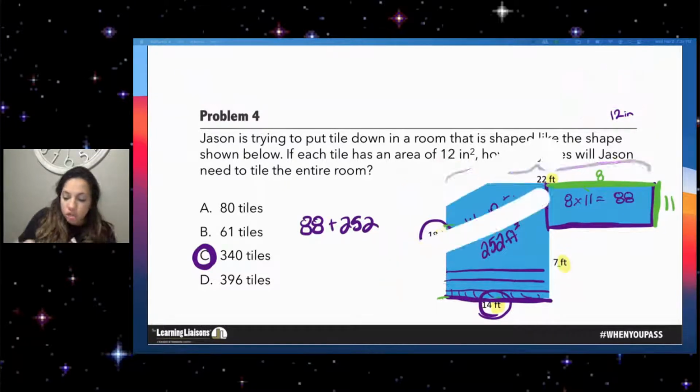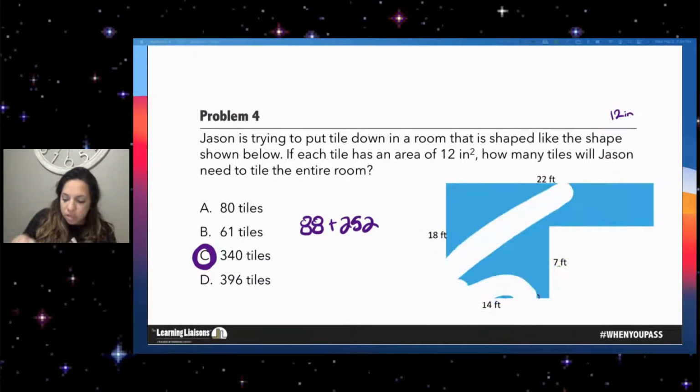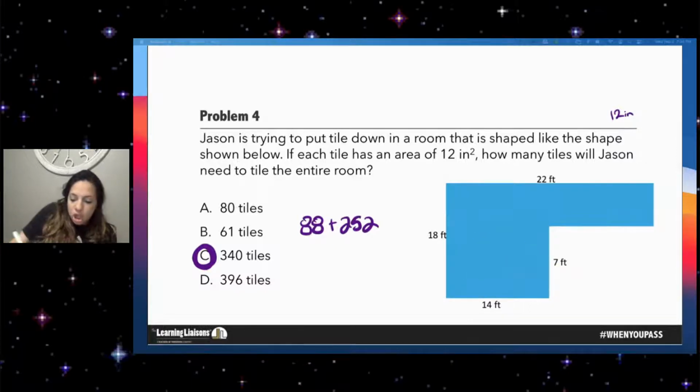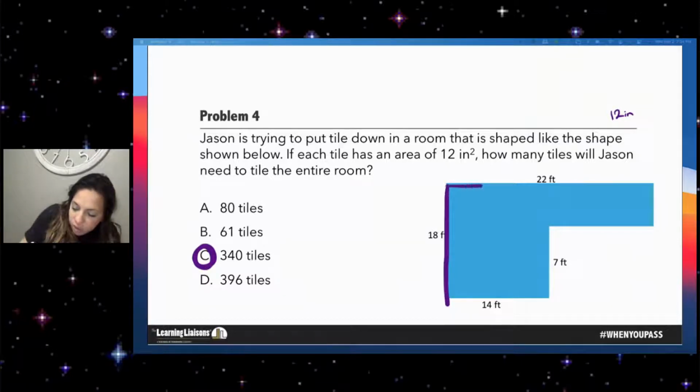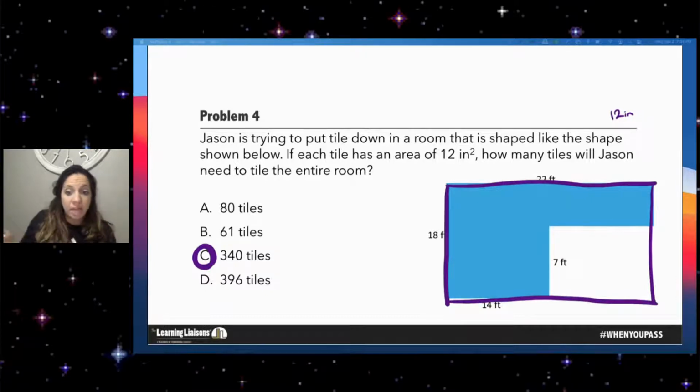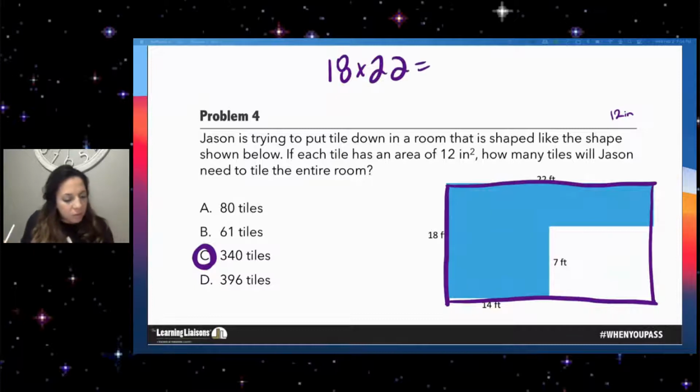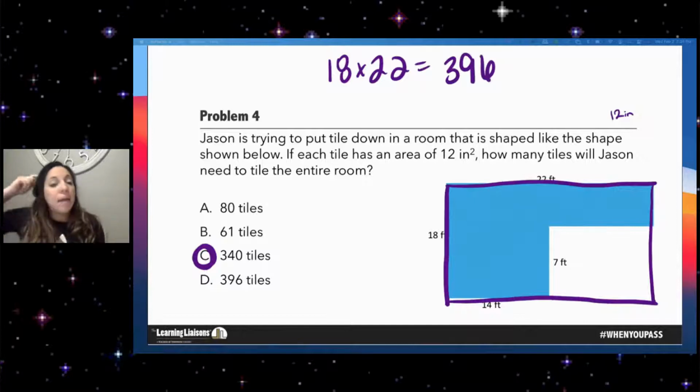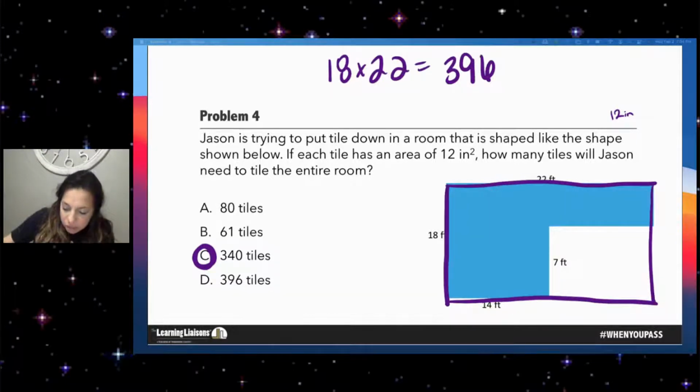So if you were, I'm going to do this super quickly. If you were to use the subtraction method, you would do 18 times 22, because those are the dimensions of the big rectangle that we have here. So I would do 18 times 22, and that would give me 396. Now, I'm not just going to subtract 7, because 7 is a linear measurement that just shows us this measurement right here.